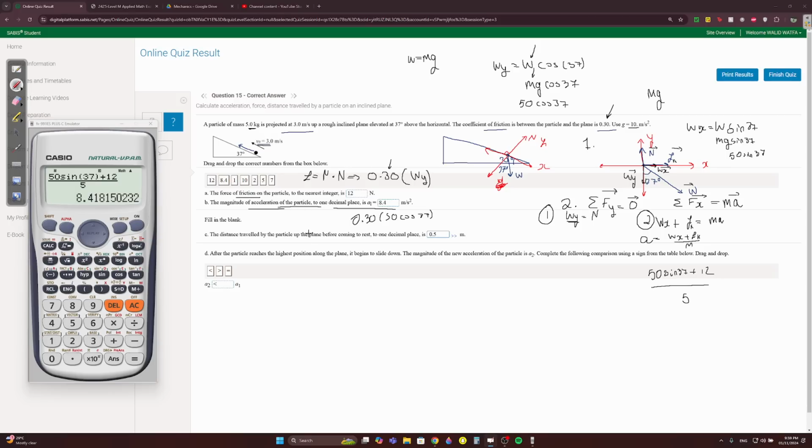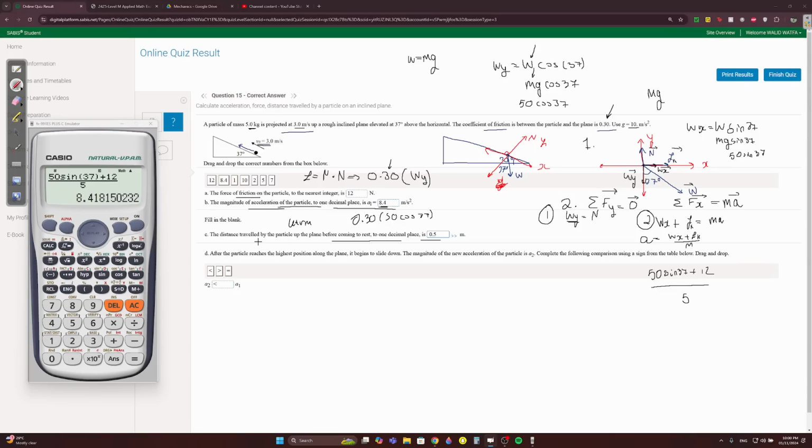The distance traveled by the particle up the plane before coming to rest is how much? Here we have acceleration. It's UARM, because we know that the acceleration is 8.4. And the initial velocity is how much? 3. But here's the thing: the acceleration here should have been negative. Before continuing, I should have gotten a negative answer. Wait, no, it's correct. You're accelerating in the direction of the yeah, it's correct.